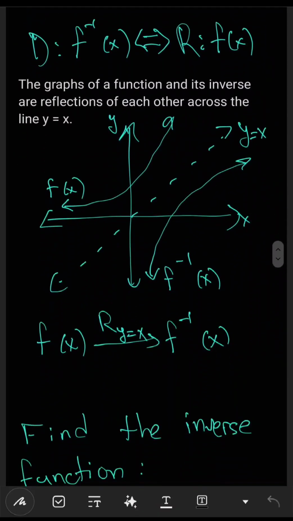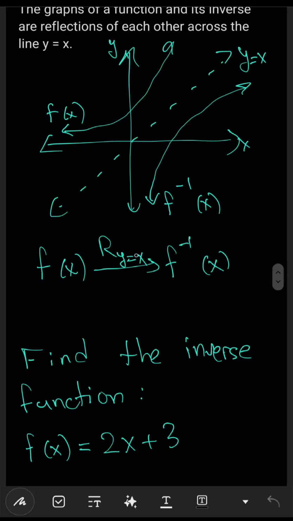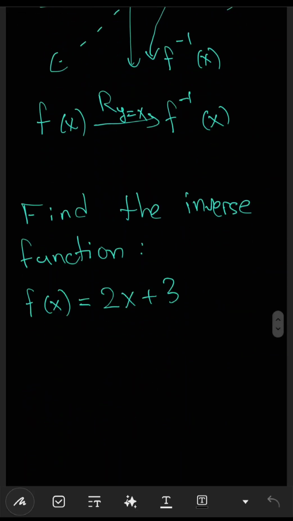The last property we have here is a reflection property. The graph of a function and its inverse are reflections of each other across the line y equals x. If you have some function f, it can be any function, and you reflect it over the line y equals x, you will get the inverse function. I've written that here: f of x reflected over y equals x gives us the inverse function.